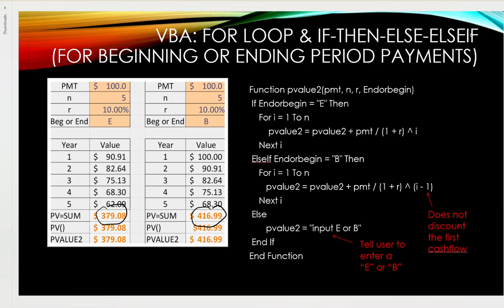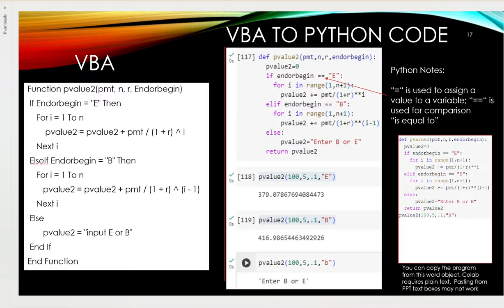So here's the VBA program, P value 2. Here's the program in Python, def P value 2. But I'm going to just go ahead and copy it, and we'll just look at it for a minute. Notice again, I do this colon here. I need to set P value 2 equal to 0. And then I have if begin equals uppercase E, then do the present value just like we did. Else if it's a B, discount it for one less period, to the I minus 1 power. Else, enter B or E.